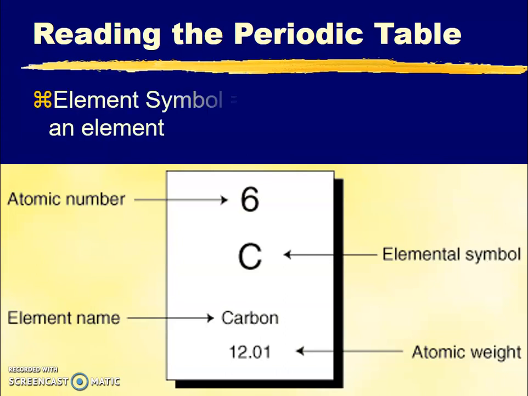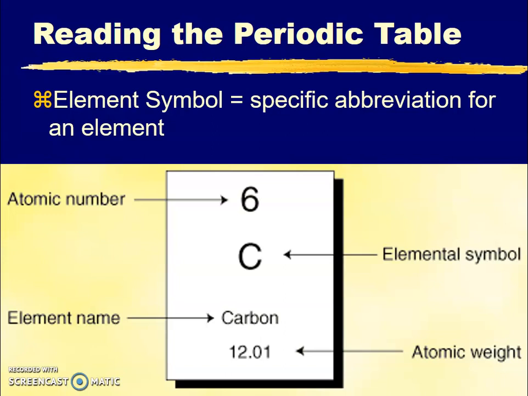Okay. Next, below the atomic number, we have the element symbol. This is the specific abbreviation for that element. And it is always this way. Scientists from all around the world know the element symbol that goes with the element name.